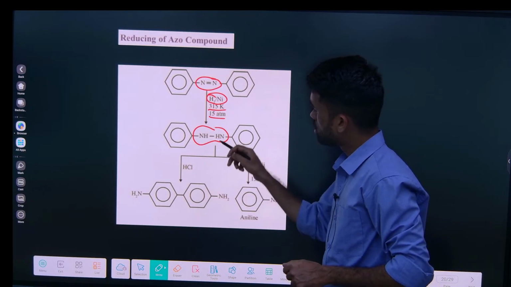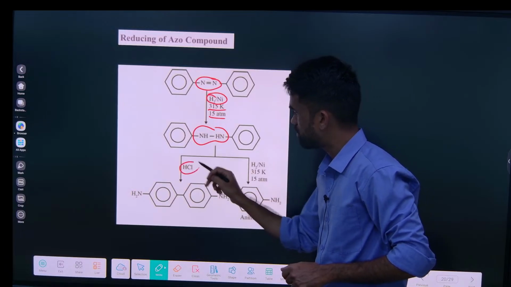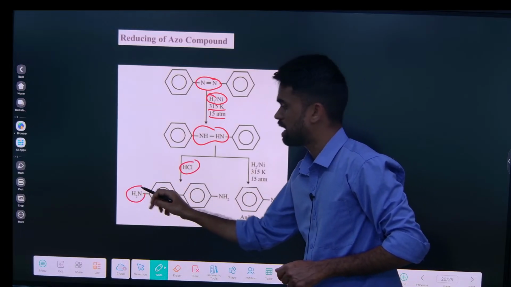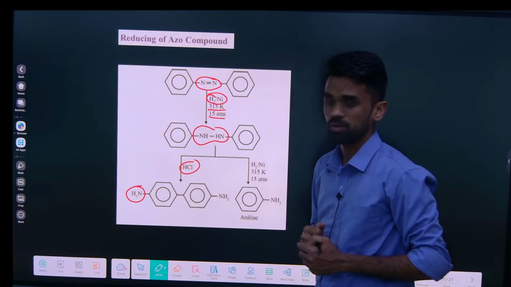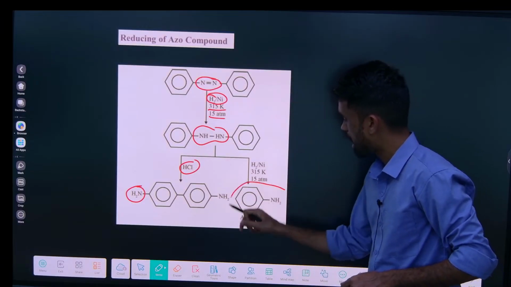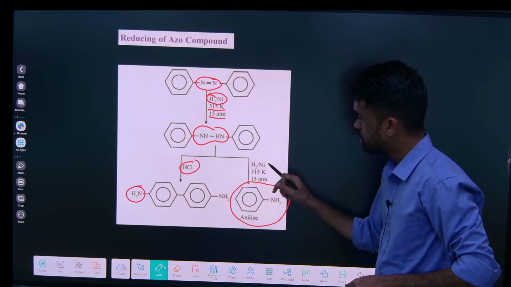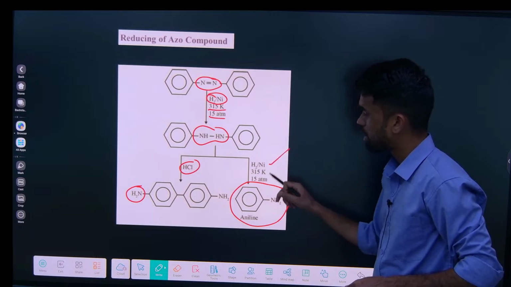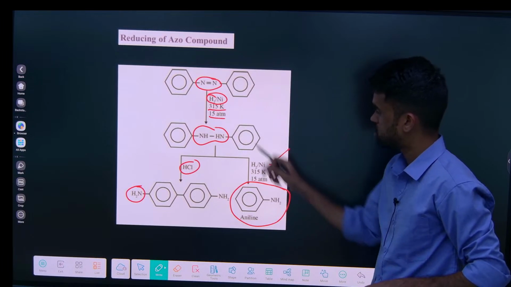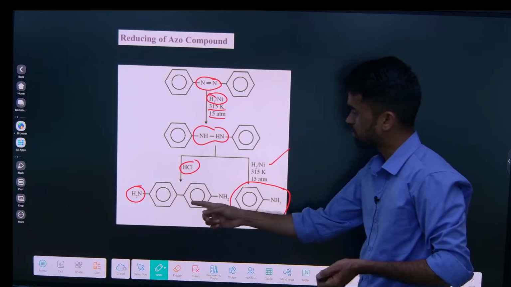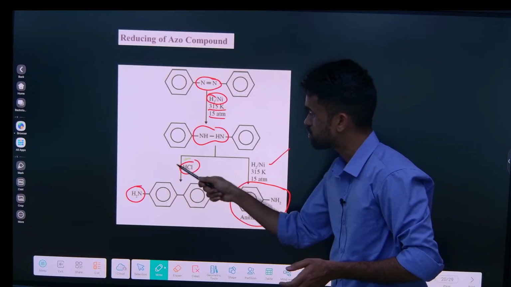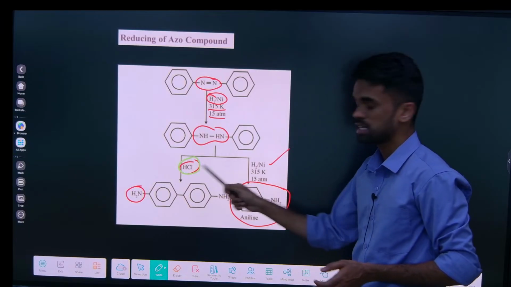Now if you treat this compound with HCl, we are going to get a diphenyl, like aniline in a condensed form. And here you are going to get aniline, the direct aniline product, when you are treating this again with nickel hydrogenation. It's the same conditions, but different products. These conditions are to be remembered. What makes the difference is important here.